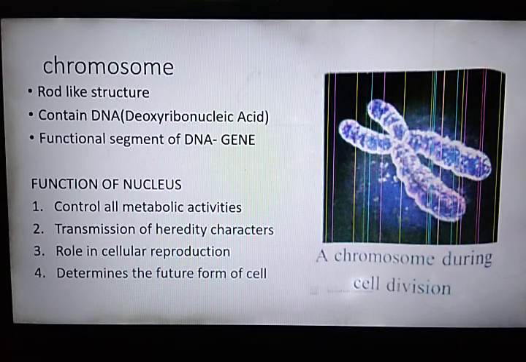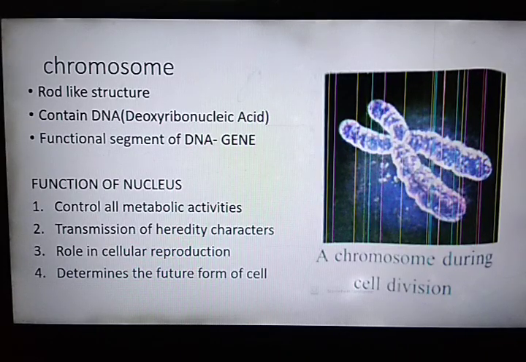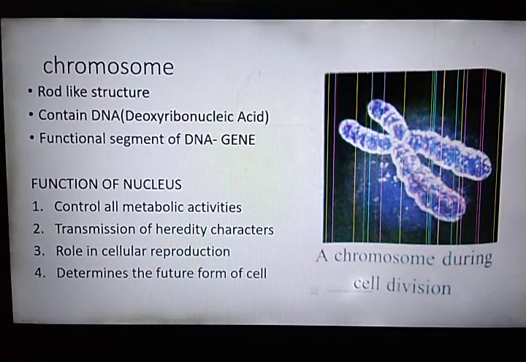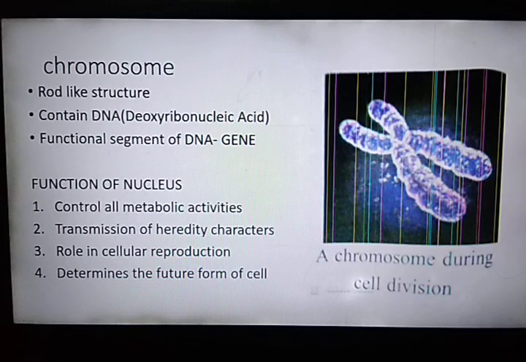Cells present in your lungs are responsible for respiration. So what determines the function, or what provides the message to the cell about what function they will perform? That is the nucleus. So the nucleus only determines what will be the function of the cell and what will be the shape of the cell.